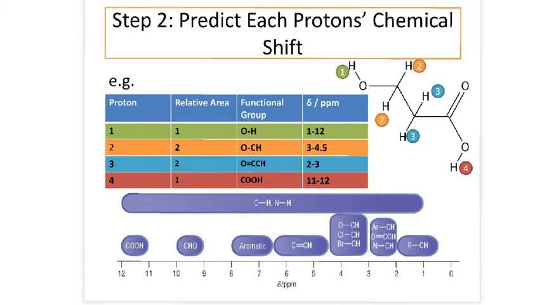For the hydrogen labelled 3, that's a CH2 next to a carbonyl. So we'd expect to see that here, that's on this bit here, we've got a C double bond O next to a CH, so that's going to be round about 2 or 3. And for number 4, that's an OH of a carboxylic acid, so that's going to be all the way over here on the left, round about 11 to 12.